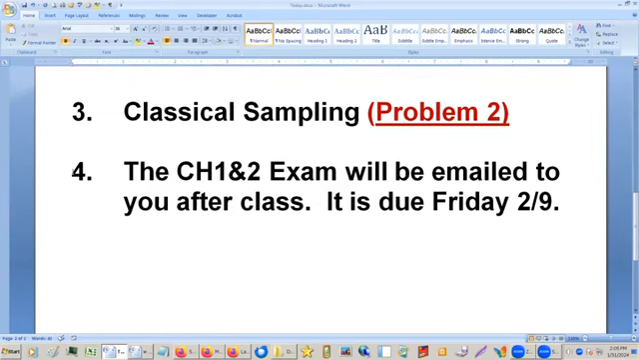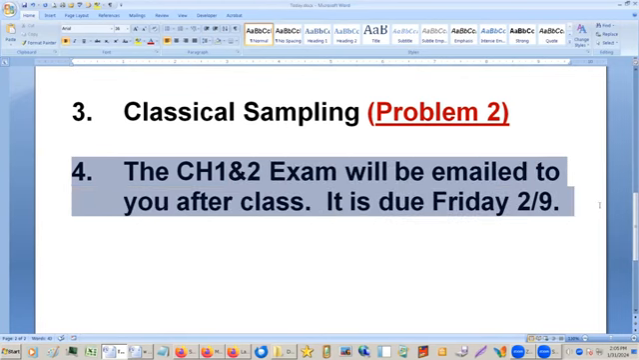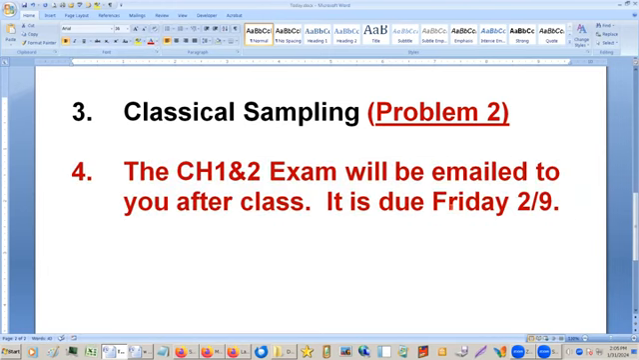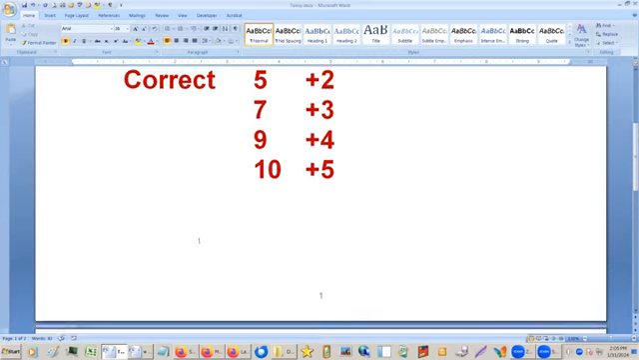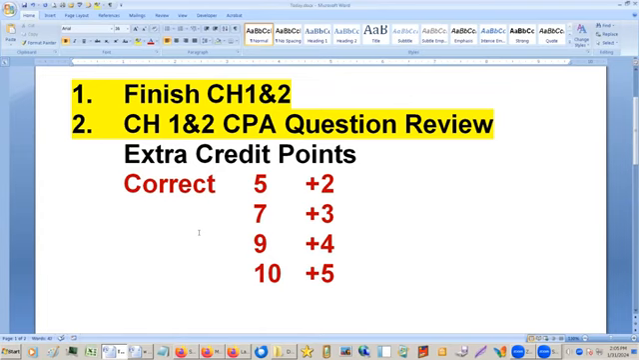After class, the Chapter 1 and 2 exam will be emailed to you. You'll have a little more than a week to do it. It's due a week from this Friday. So what is it? 9 days? So anyway, the Chapter 1 and 2 exam will be emailed after class. Okay, any questions?